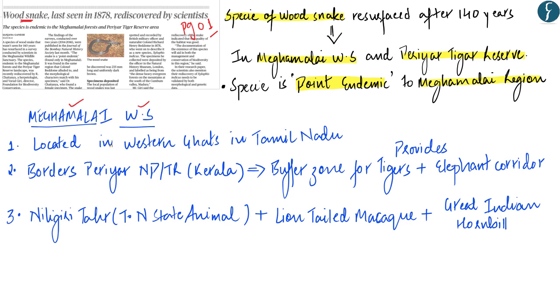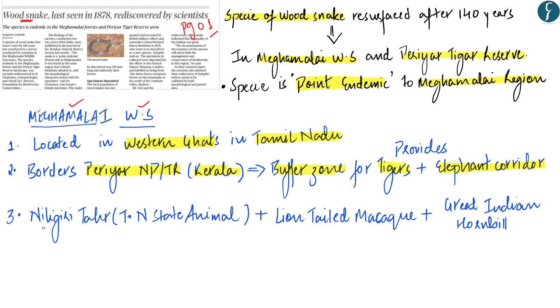The Meghamalai Wildlife Sanctuary is located in the Western Ghats in the state of Tamil Nadu along the Tamil Nadu-Kerala border. The second point, as we were talking before, is that the Meghamalai Wildlife Sanctuary borders the Periyar National Park or the Periyar Tiger Reserve, which is located in Kerala. Now, this Periyar National Park is notable because it is both an elephant and a tiger reserve. Hence, this Meghamalai Wildlife Sanctuary provides an important buffer zone for the tigers in the Periyar National Park, and it also acts like an elephant corridor for the elephants in the Periyar National Park.